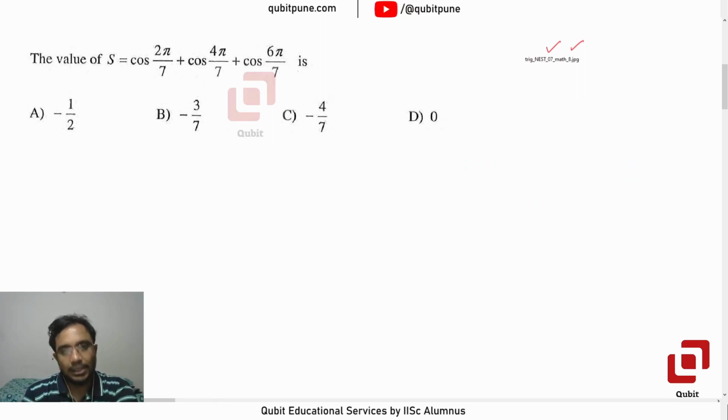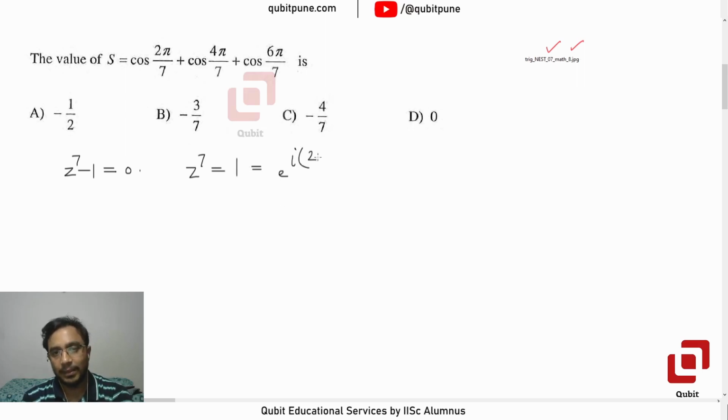To solve this question, we are going to take the help of complex numbers. Let us suppose that we have a 7th degree equation like this: z^7 − 1 = 0. And we know how to solve this equation, right? We say z^7 is 1. We will write it as e^(i2π).